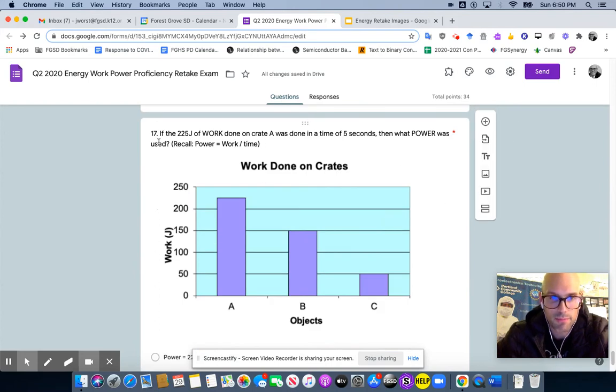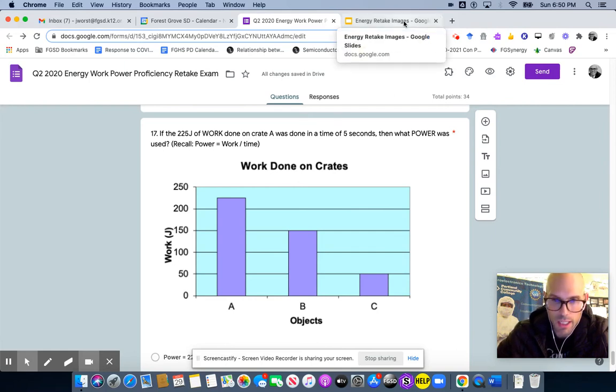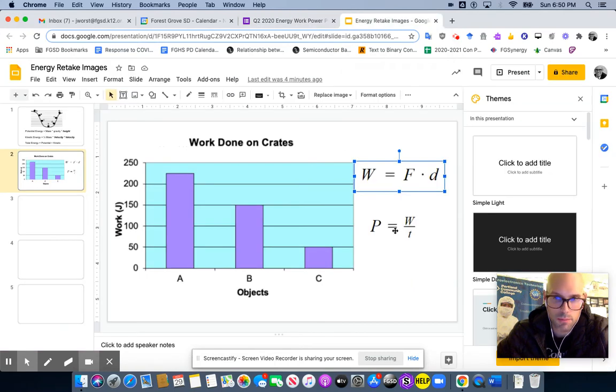Number 17. If the 225 joules of work done on crate A was done in a time of 5 seconds, then what power was used? Recall, power equals work divided by time. So I'm just going to put it over here. Okay, so power equals work divided by time. So we give you the work in the graph. Okay, you read the graph. Work is over here.